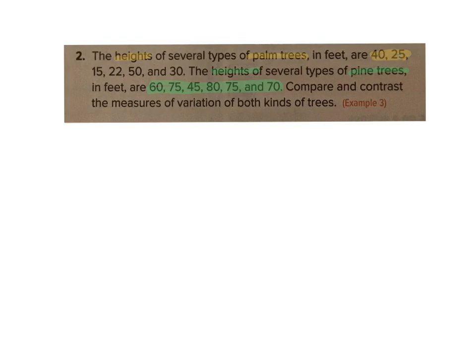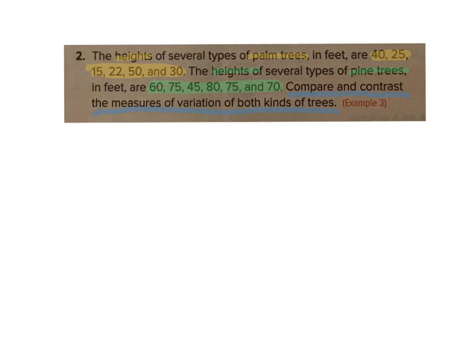So I have 2 sets of data here. I have heights of palm trees, 40, 25, 15, 22, 50, 30. And I have heights of pine trees, 60, 75, 45, 80, 75, and 70. What it wants me to do is compare and contrast the measures of variations of both kinds of trees. So let's find the ranges and all sorts of things.